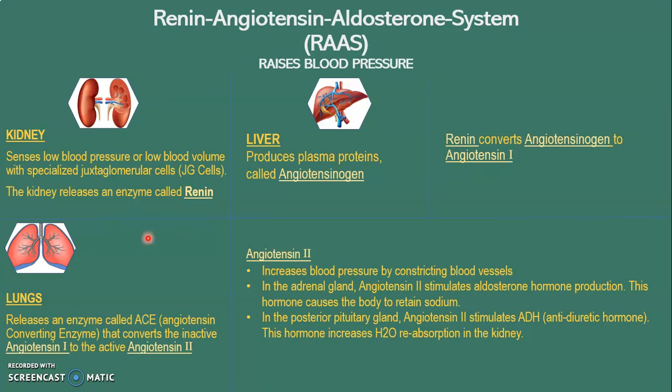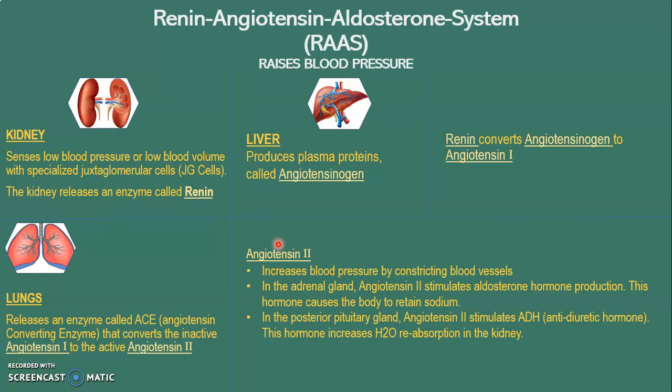That is, until the lungs release an enzyme called ACE. Once again, ACE means angiotensin-converting enzyme. This converts the inactive angiotensin 1 to the active angiotensin 2. And this is such a huge change in the system, because angiotensin 2 causes high blood pressure in a variety of ways. Now let's talk about these ways.